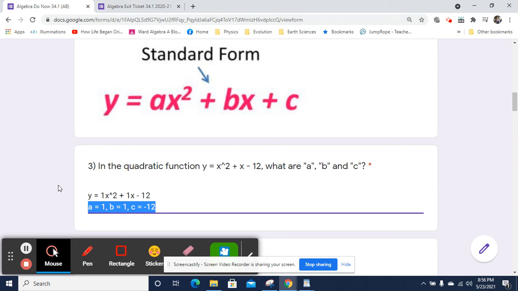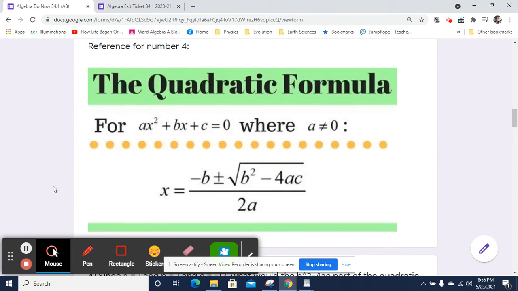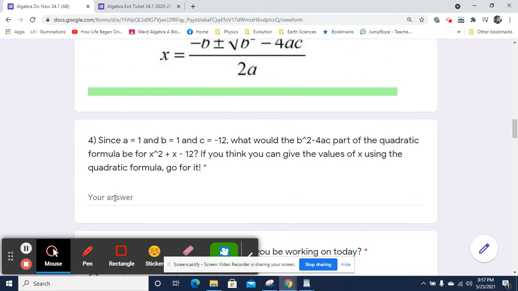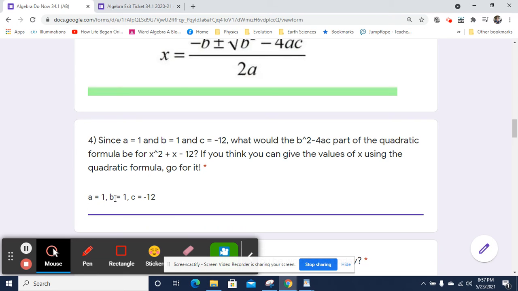Okay. Now I'm going to copy that into the next one, because in the next one, I'm asking you to work out what b squared minus 4ac is. And if you can figure out the whole thing, that's great too. So I'm going to copy b squared minus 4ac. So I'm going to replace b with 1, and then a is 1 as well, and then c is negative 12. So let's work all that out.